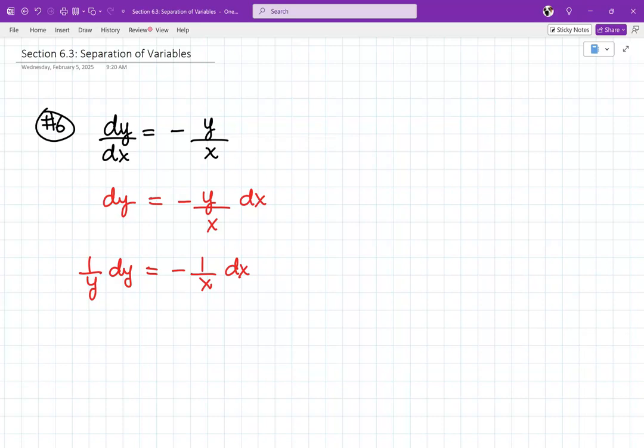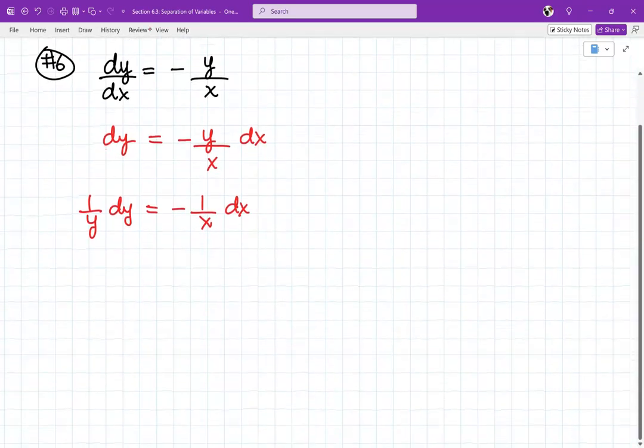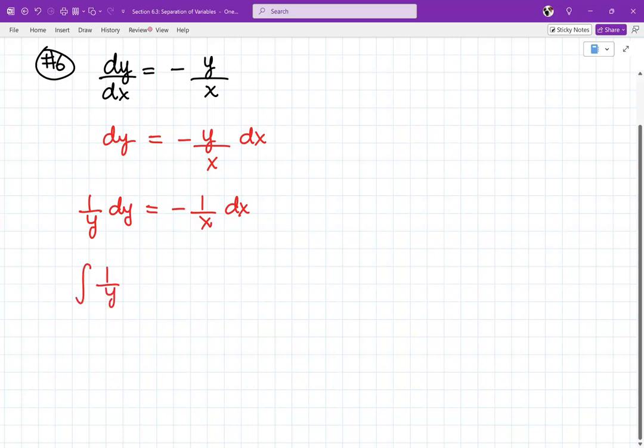Okay, so make sure you guys show the separation of variables. So this is usually the starting point. Okay, from here you're going to integrate both sides.